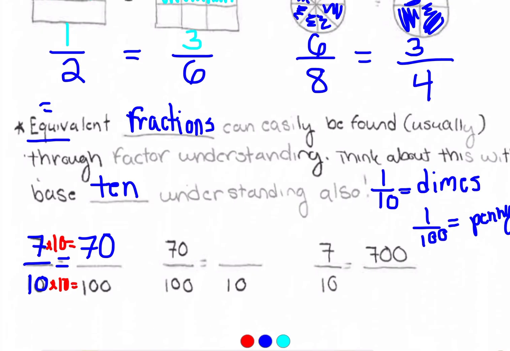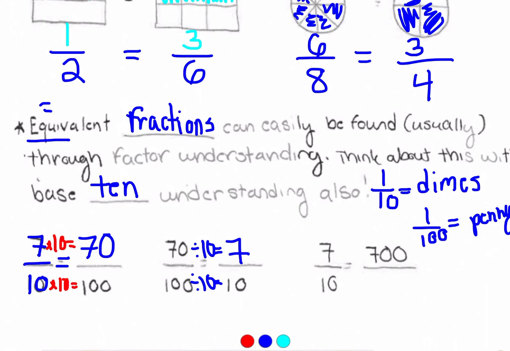Next one, go the other way. 70 pennies is how many dimes? Well, that's 7 dimes. Notice I could just divide. 70 divided by 10 equals 7. 100 divided by 10 equals 10. I could divide by the same number, both top and bottom.